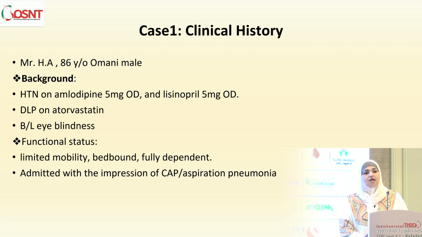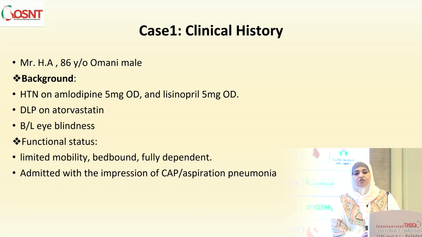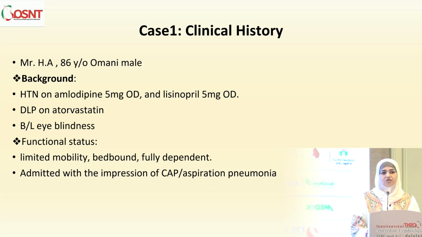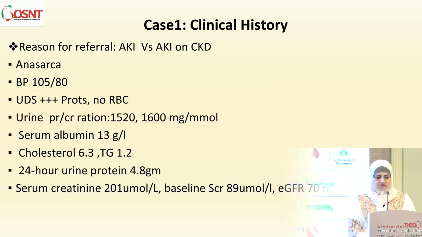Admitted with the impression of community-acquired pneumonia versus aspiration pneumonia, based on a short history of upper respiratory tract infection symptoms with a history of repeated vomiting. So there is a query also of a history of aspiration. And this is his X-ray upon admission. We can see that there is a clear infiltrate in the left side of the lung.